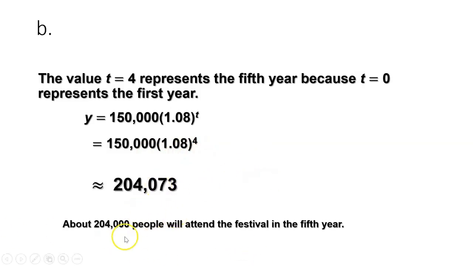So let's not get confused here. If it were the end of the 5th year, then our t would have been 5. But the beginning of the 5th year means 4 years have already elapsed, so we use 4 as our t. If you calculate this using your calculator, you're going to have about 204,073. So if we round to the nearest thousand, about 204,000 people will attend the festival in the 5th year.